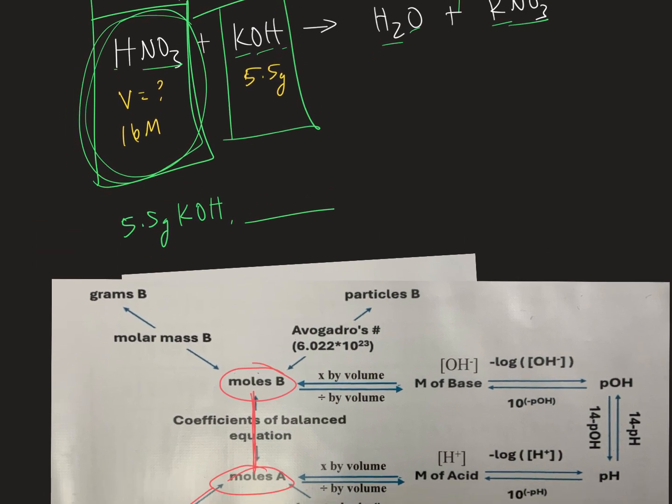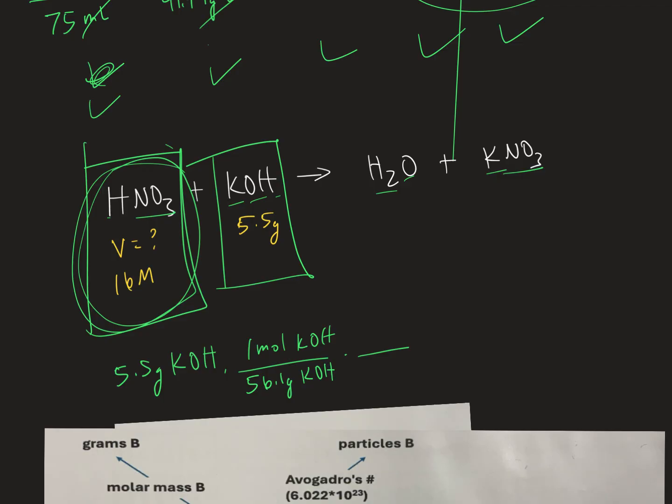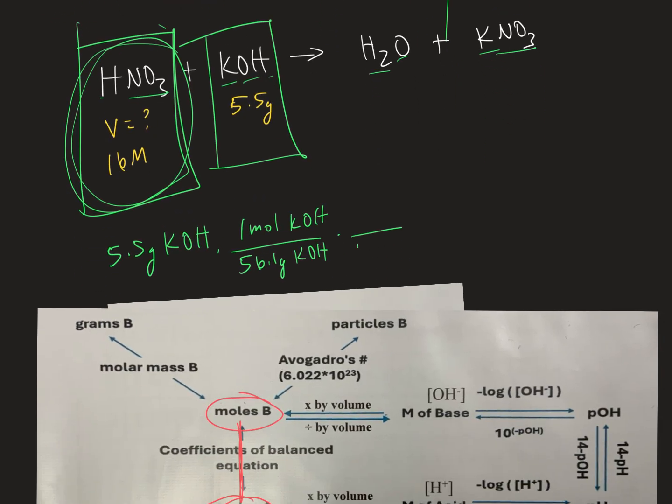So the molar mass of KOH is 56.1 grams. Anybody else get that? Okay, good. To 1 mole. And now we use the mole-to-mole ratio. Well, it's a balanced equation. They're all ones. Woohoo! 1-to-1 ratio. 1 mole of KOH, and we're going to HNO3. Y'all with me? Am I going way too fast?